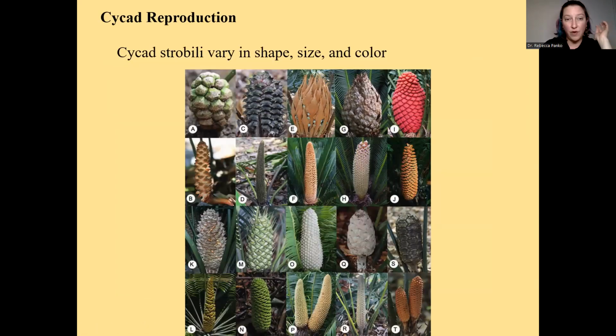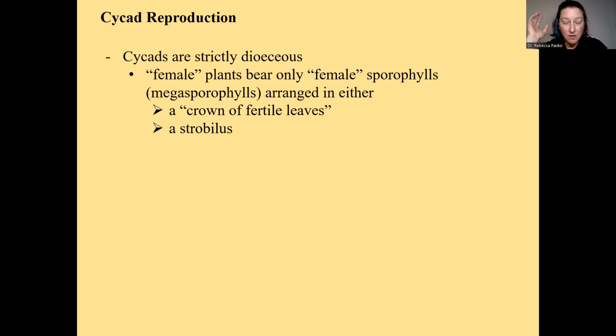Like I said, the strobili can vary a lot in shape, size, and color. This is all review from what we did last time, but I want to work up to the pollen grain. So cycad plants are strictly dioecious, meaning they have two houses. In the cycads we always have female plants and male plants. One plant is going to be where the megaspores are found, and the other plants are going to be where microspores are found.